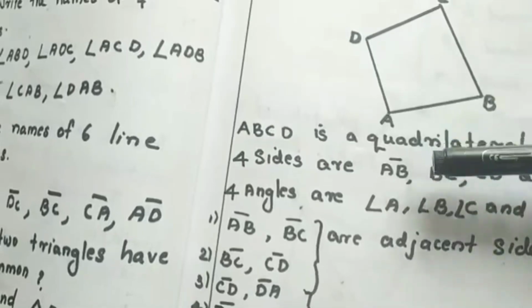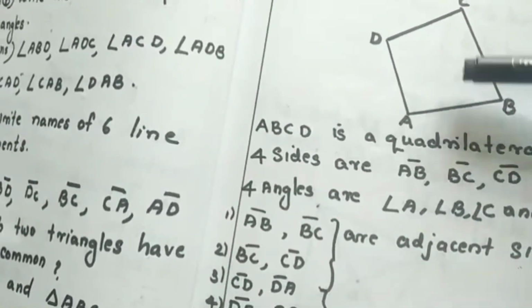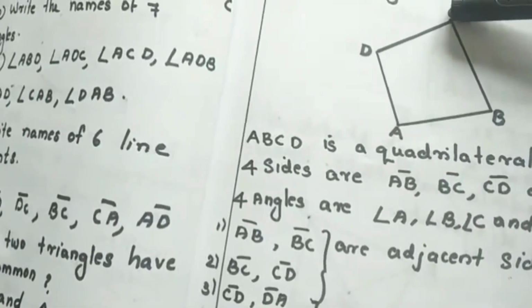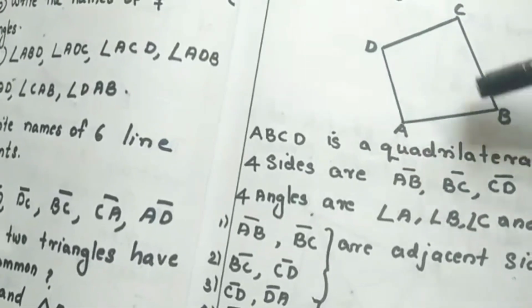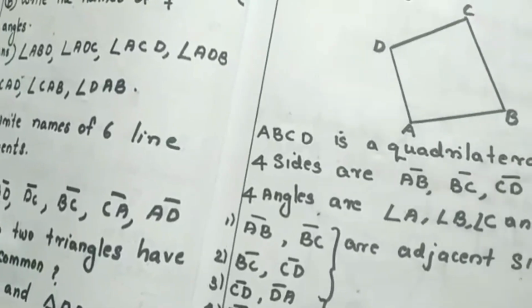Next we have to identify opposite sides. Which are the opposite sides? AB and CD are opposite. Moreover, BC and AD, or CB and DA, are also opposite sides. Understood?